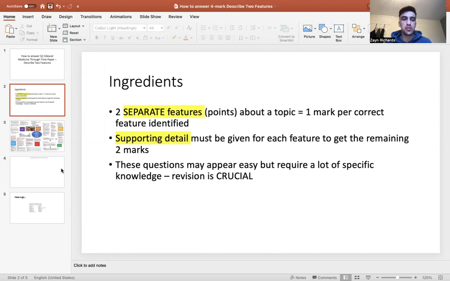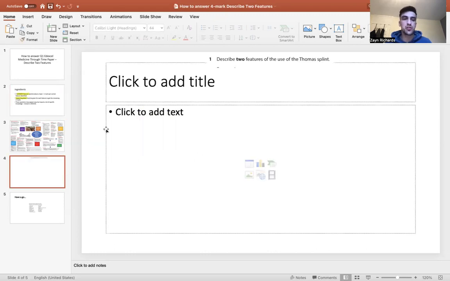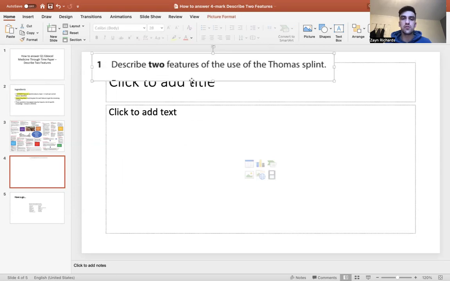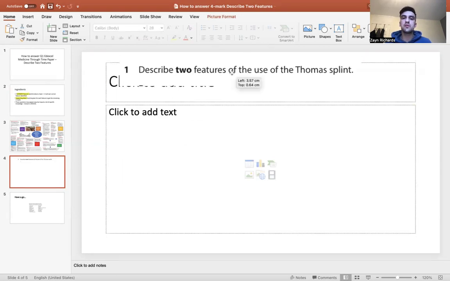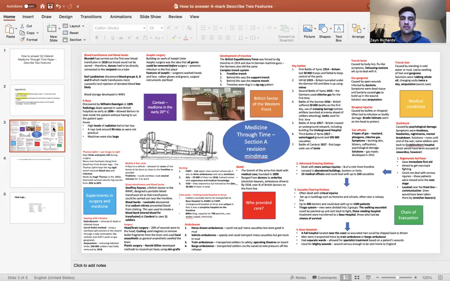Okay, now I'll just briefly show you how I would approach a question. So here's describe two features of the use of the Thomas splint. Now, what I would do for my revision is memorize these mind maps, because on the mind maps, you have all the information you could ever possibly want or need. And as we can see, we've got Thomas splint here in the left-hand corner. Okay, so the first thing I'm probably going to talk about is this part.